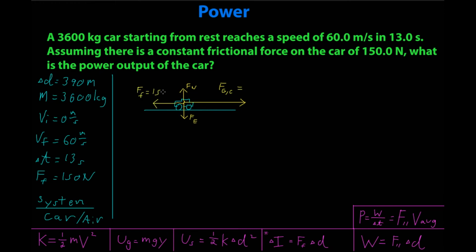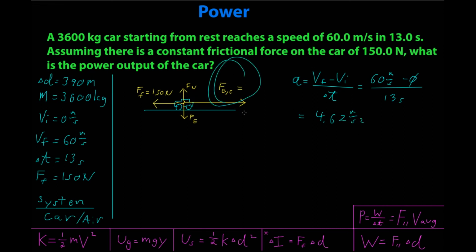Now, this time, I'm going to use the single most important definition of the course, acceleration, which is a change in velocity over a period of time. 60 meters per second over 13 seconds gives me an acceleration of 4.62 meters per second squared. Now, I am doing this because my goal is to find this force. Since this is the force needed to accelerate the car, this is force parallel in my work equation.